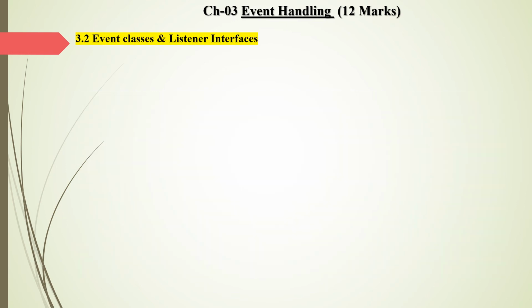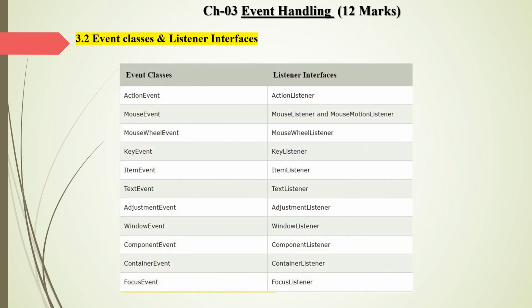Next one, we see the event classes and related listener interfaces. It is also in the form of a table. Try to understand, and it is very simple to understand. First, in the first column, I define the event classes, and in the next column I define the related listener interface. Just a simple example, ActionEvent.